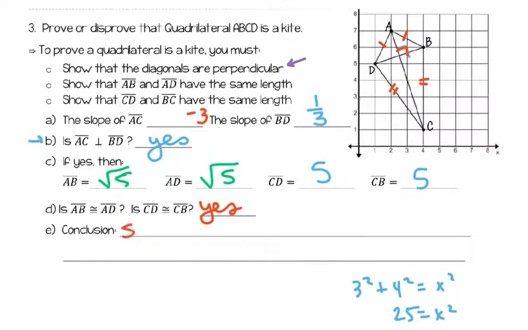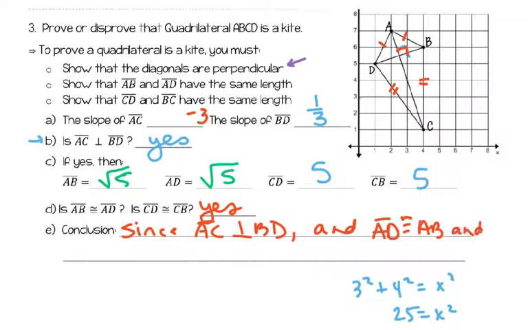So how do we know it's a kite? Since AC is perpendicular to BD, and that wasn't enough because that's true in a rhombus too, and AD is congruent to AB, and DC is congruent to BC, then ABCD is a kite.